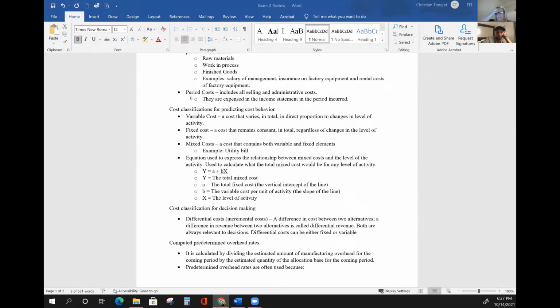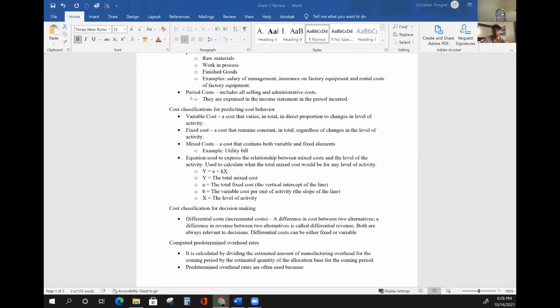And then there are fixed costs, where it doesn't matter how many I produce, I'm going to have to pay that cost. That cost is not going to change. If it remains constant regardless of how much activity I have that month, that's a fixed cost. And then you have a mixed cost, which contains both variable and fixed elements. A utility bill, for example, could be both variable and fixed, depending on how your utility bill is broken out, or what that meter is for.